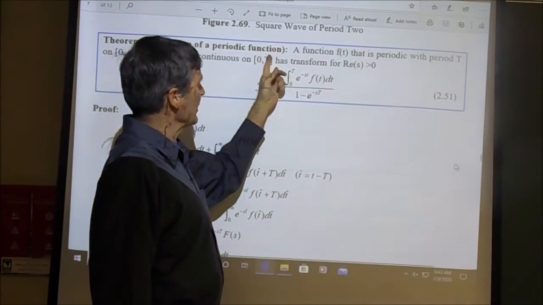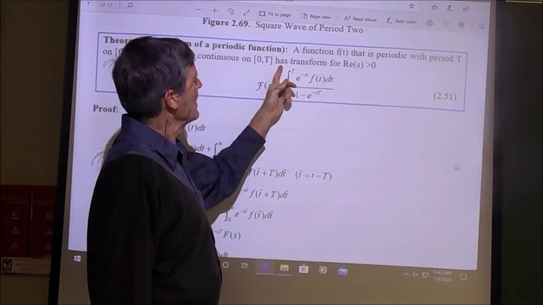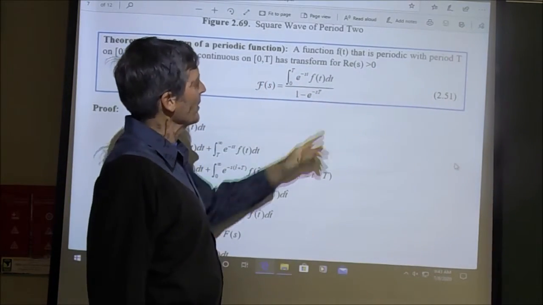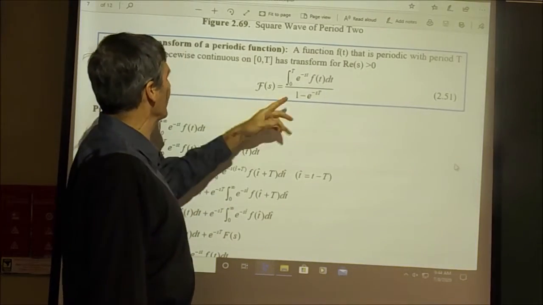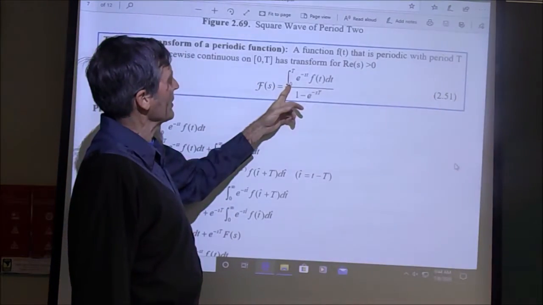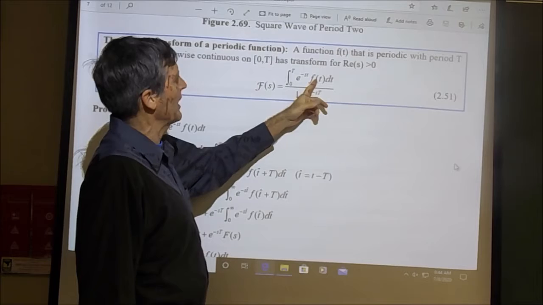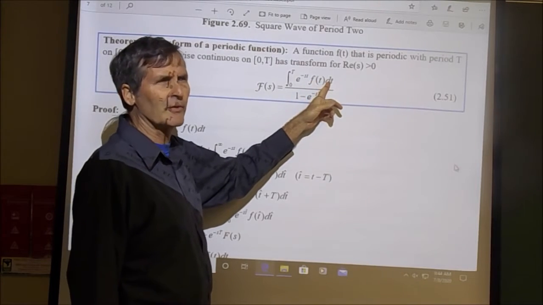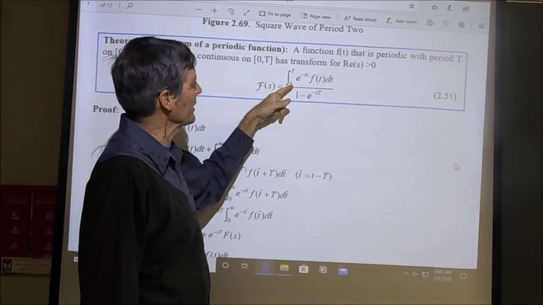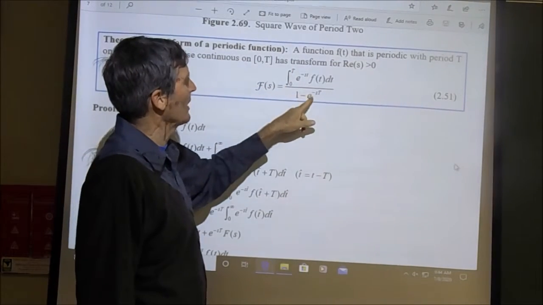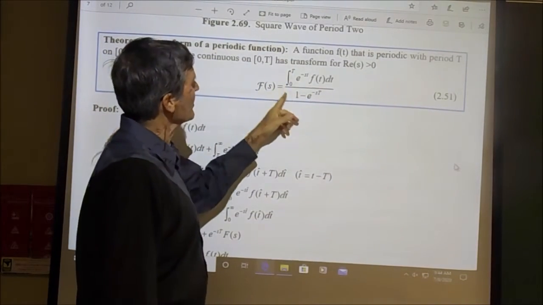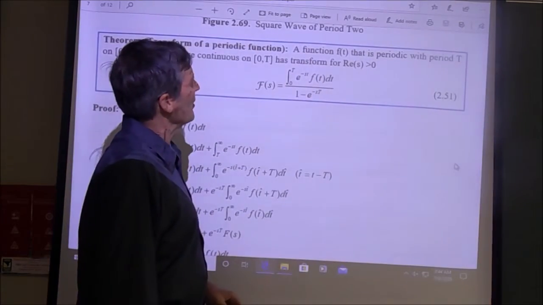Each period has a transform, at least for the real part of s greater than 0, which is all we need: F(s) equals the integral from 0 to T of e to the minus st f(t) dt. I thought that was the Laplace transform. Wait a minute, there's one subtlety. It doesn't go from 0 to infinity, it goes just from 0 to T, one period, over 1 minus e to the minus sT. So here's the Laplace transform of a periodic function.